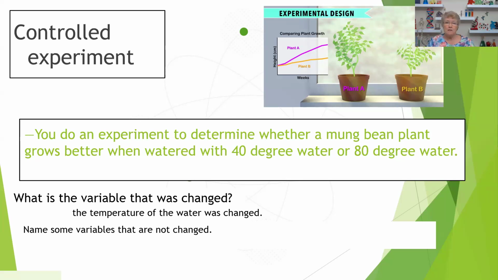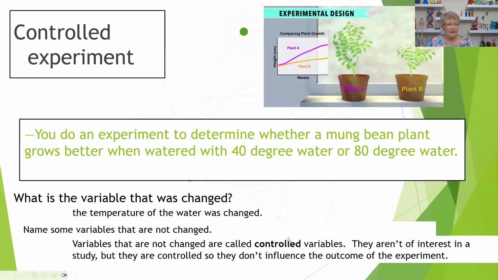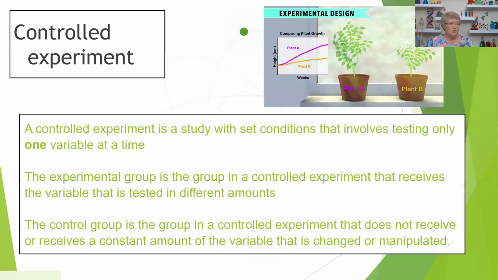Basically, the variables that are controlled is everything that's not the independent variable. You want to control everything else as much as you possibly can. So all the things that you guys mentioned are called controlled variables. Now, they're not of interest in the study. We're not really concerned about them. It doesn't really matter what the humidity of the room is, what kind of pot we use, what kind of soil we use. We just need to make sure they're the same so that they don't influence the outcome of the experiment. All right. So we only want to test one variable at a time.